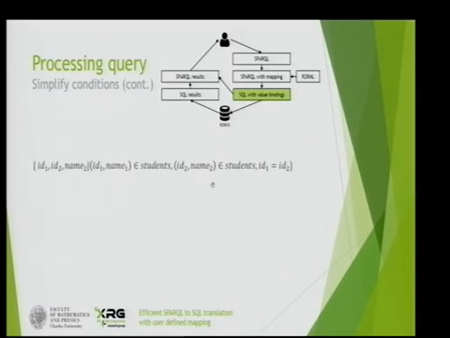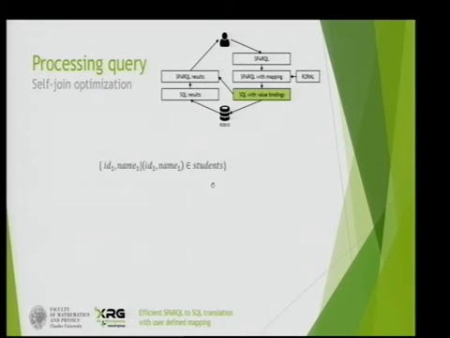After that, the last step is needed. If the ID is, for example, a primary key, we can detect that this is actually a self-join, and we can simplify the query further.